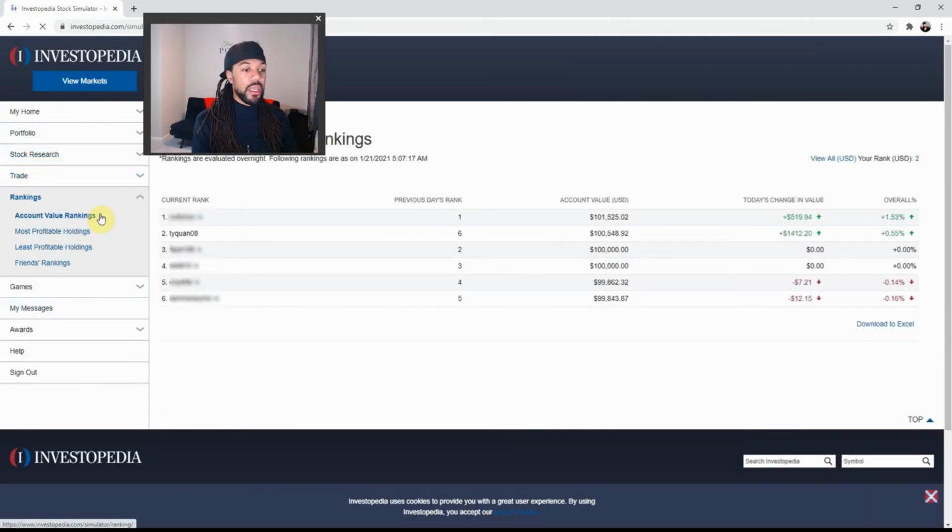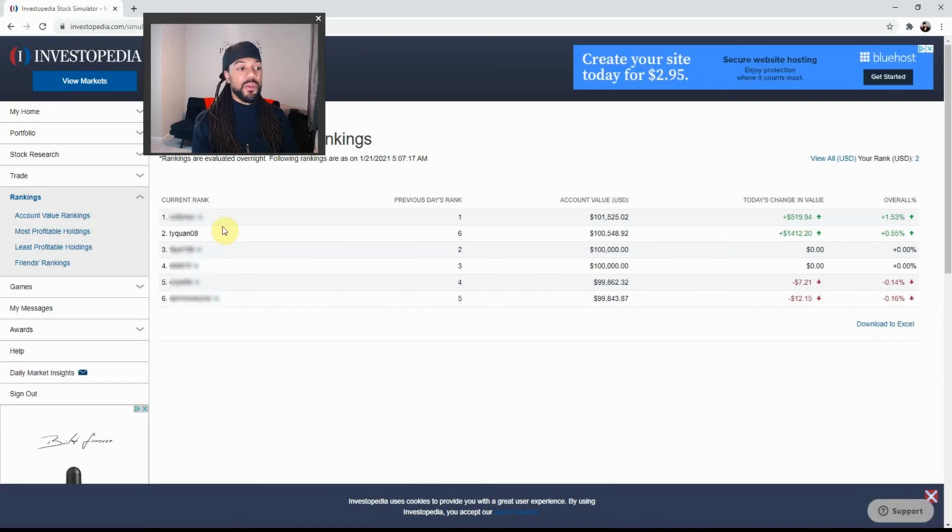When we go to rankings, this is the fun part. You can see how you stack up to other players. I'm right here in the middle right now. I joined this game late. I'm not winning yet, but I'm hoping to take over. That's the fun of it. You can see how you stack up against other traders and you can even learn from other traders.